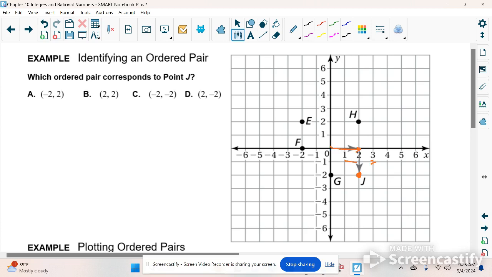How many am I going to the right? 2. I'm going right 2, and then am I going up or down? I'm going down 2. So right 2, down 2. What's my ordered pair going to be? Positive 2, negative 2. So that's going to be D.